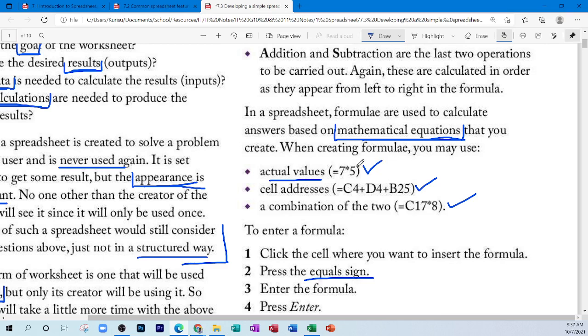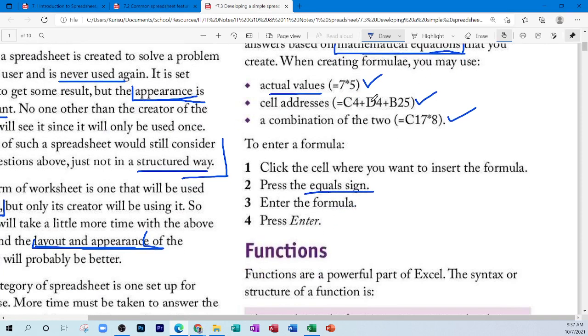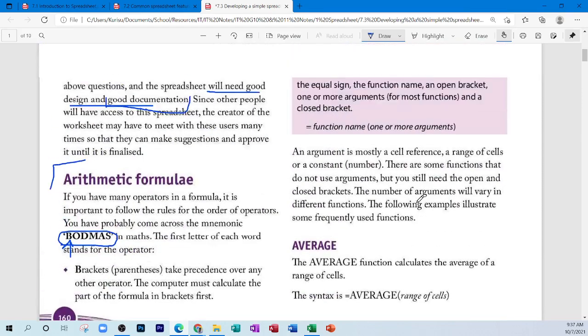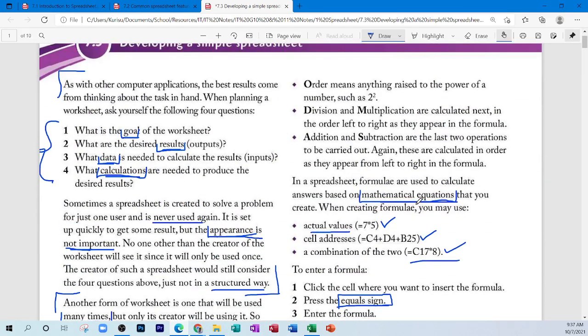But once again, nothing is wrong with using actual values. There will be situations where you will have to use a value. So that's why we can use it by itself or just cell addresses or a combination of the two. So when we're creating a formula, always remember that we start with an equal sign. If we do not put an equal sign, it will not register as a formula and it will not work. Alright, so any questions so far? No, sir.